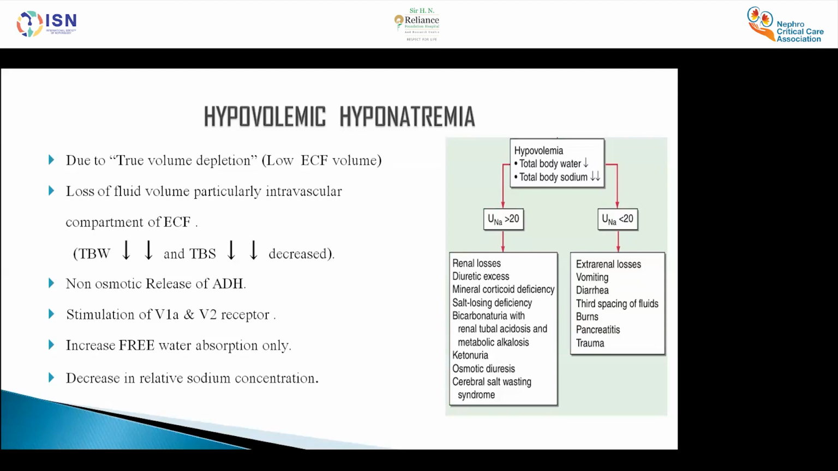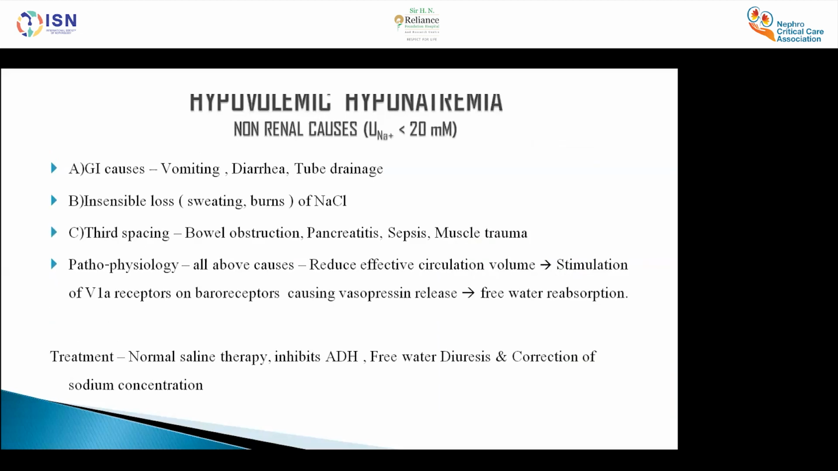Now, hypovolemia can be due to renal causes or extrarenal causes. To differentiate this, we do urine sodium. If urine sodium is more than 20, that means the kidneys are not able to retain sodium. So this can be due to renal losses, diuretic excess, mineralocorticoid deficiency, and all other causes. And if urine sodium is less than 20, that means the kidneys are trying to retain the sodium. So this can be due to vomiting, diarrhea, third spacing, etc. So, non-renal causes are GI causes, vomiting, diarrhea, tube drainage, insensible losses, third spacing.